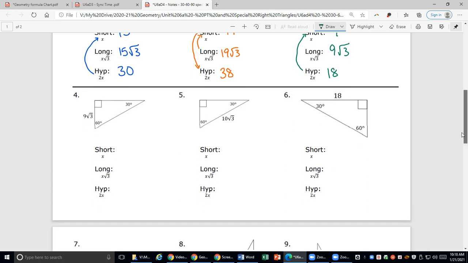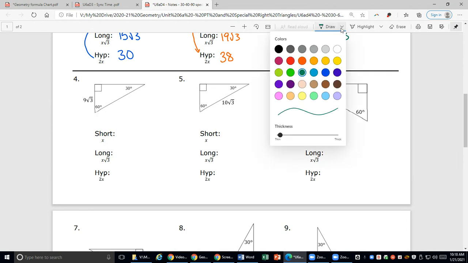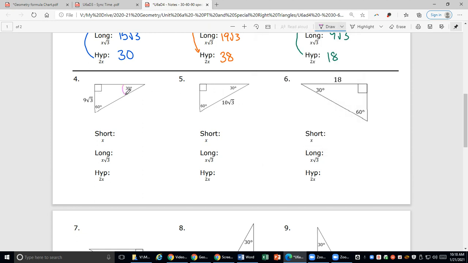So my next examples are a little bit different. Okay? On this example, I can see my 9 square root of 3. When I look at this, my 9 square root of 3 is across from my 30, and that is always going to be my short leg. So my short leg is 9 square root of 3. But when I look here, x is the whole thing, it already has a square root of 3 on it, so that's going to change things when I get here, and it's going to change things when I get here.